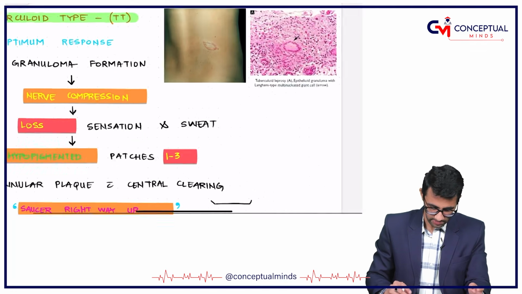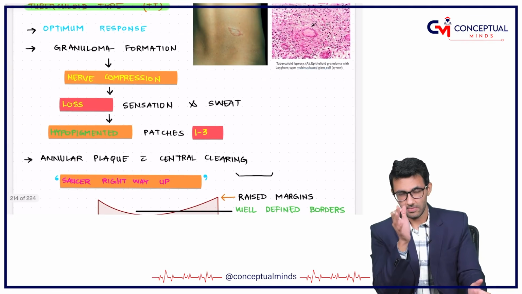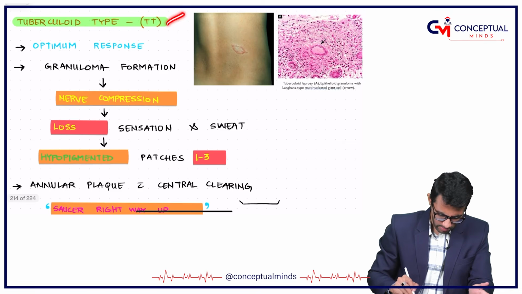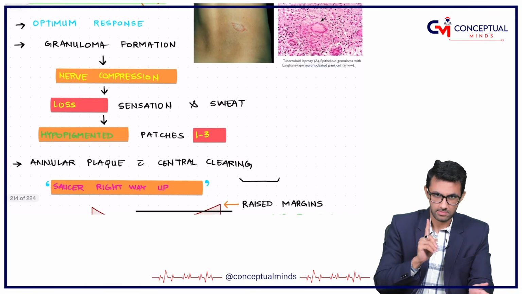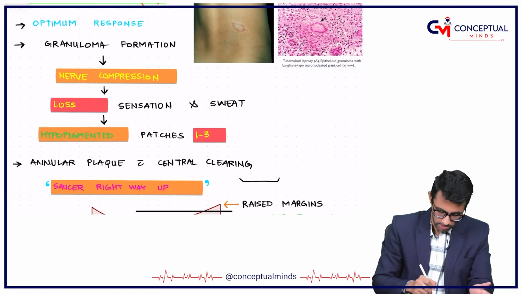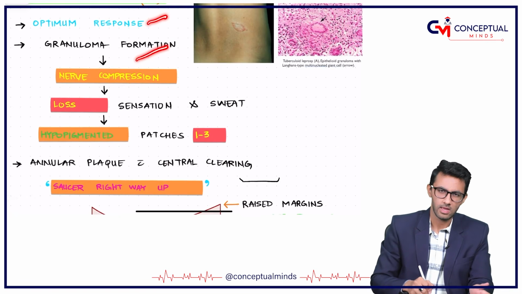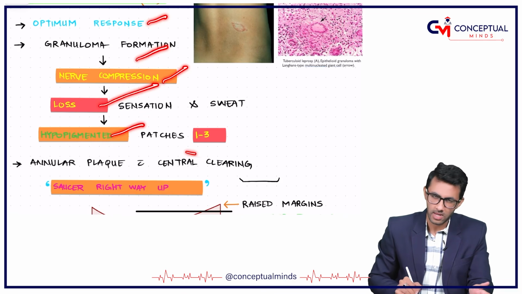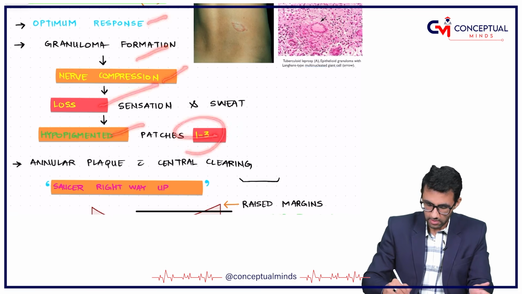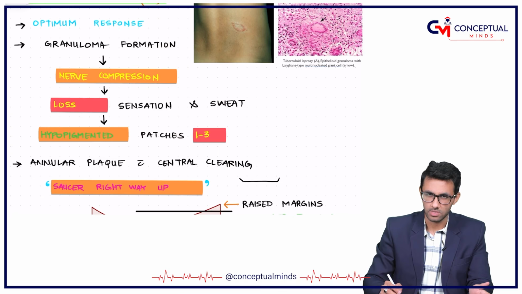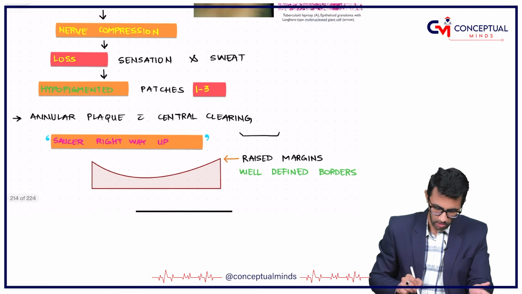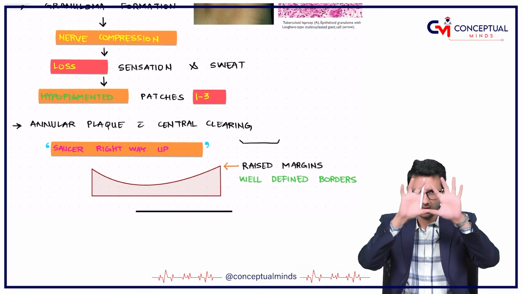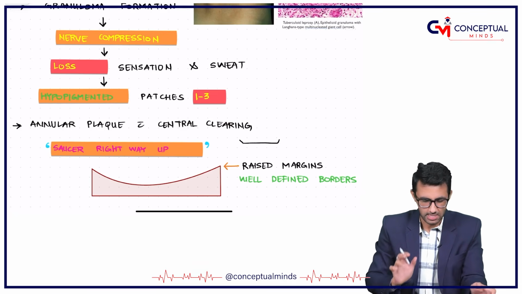Okay, how about the next one? We just completed the intermediate type and the TT type. Let me revise TT once again: in TT the body is having an optimum response. This is the first thing you should remember. Optimum response, granuloma will be formed. The nerves will be compressed, sensation would be lost, hypopigmented patches would be seen, 1, 2, 3. We would see a granuloma with multinucleated giant cells. How about the patches? This would be a saucer right way up appearance in which the borders are well defined. As simple as that.